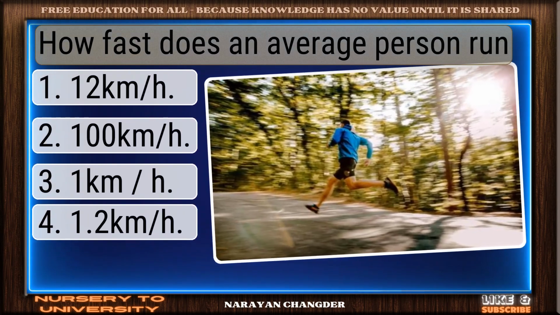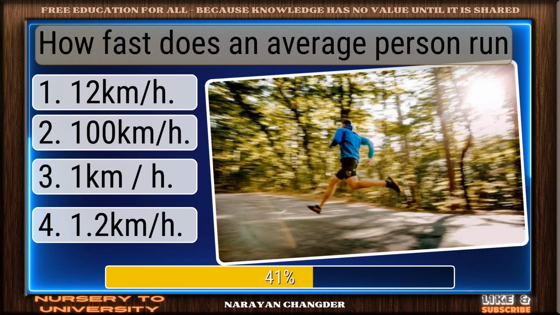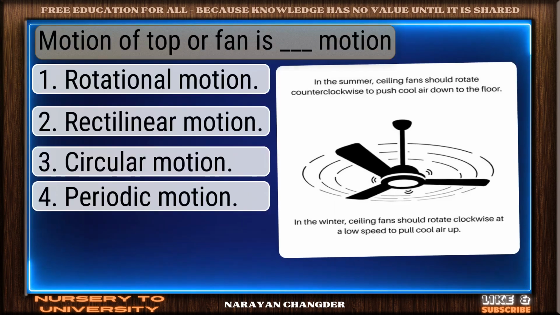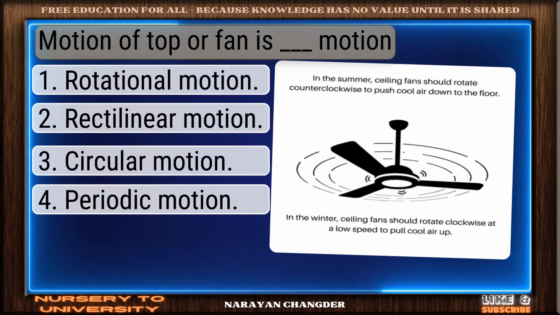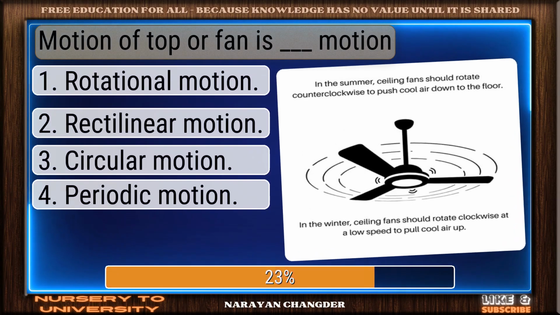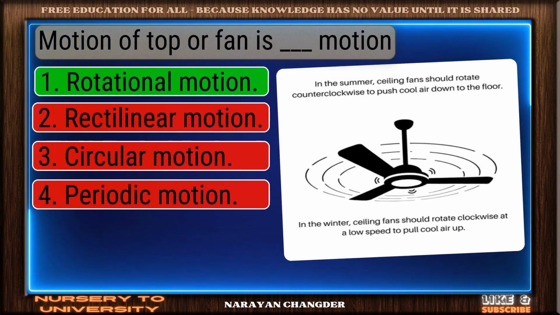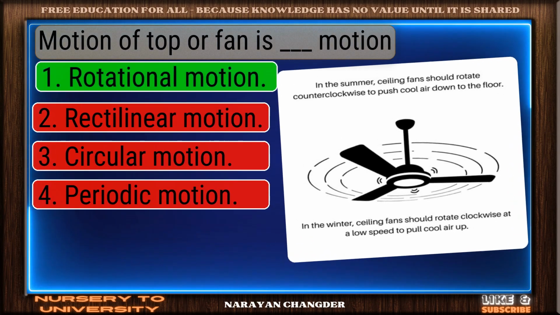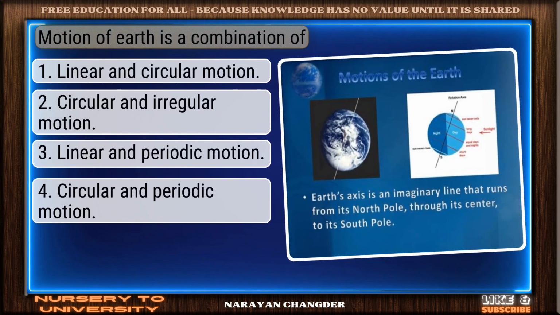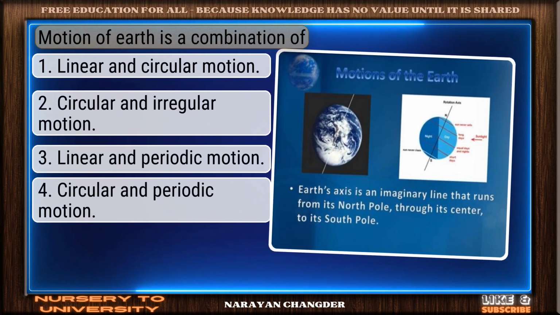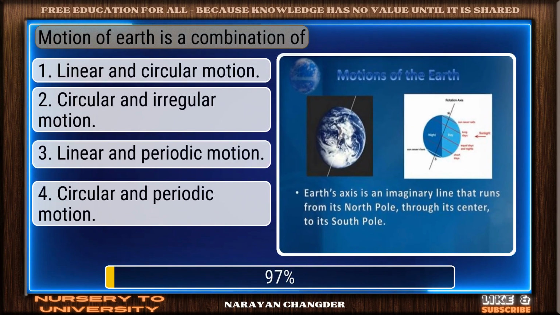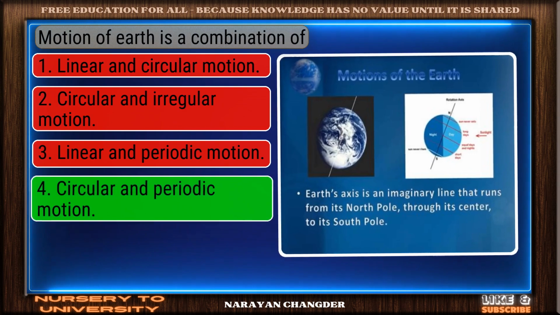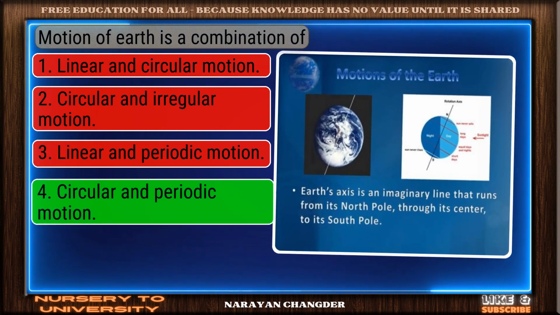Question number 149. How fast does an average person run? On track. 12 km/h is the correct answer. Question number 150. Motion of a top or fan is dash motion. Correct response. Rotational motion is the most accurate answer. Question number 151. Motion of Earth is a combination of. Clear logic. Your choice, circular and periodic motion, is sound and 100% true.